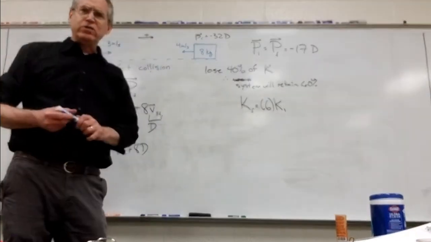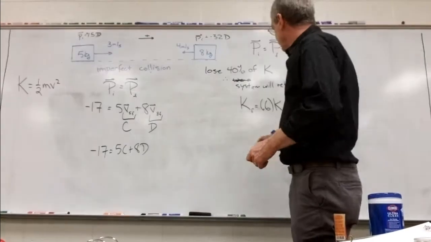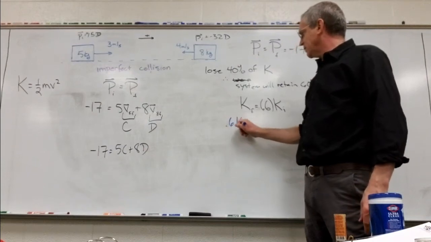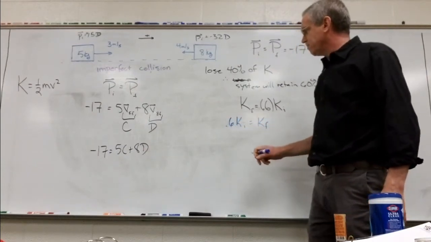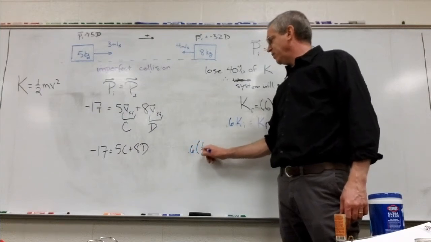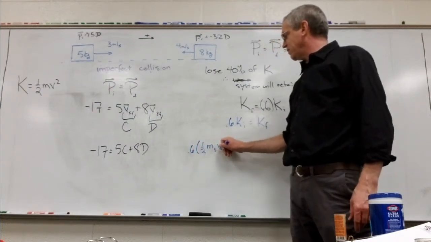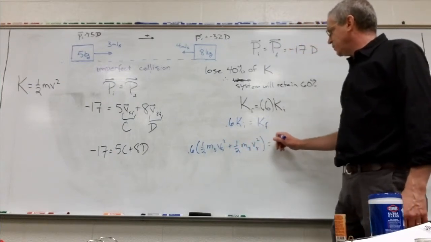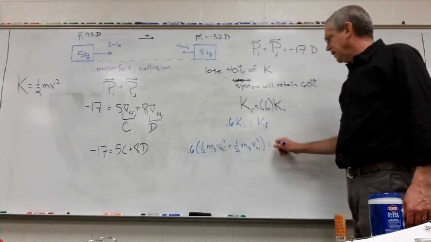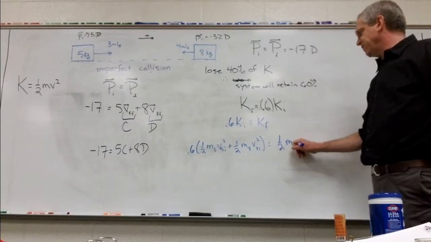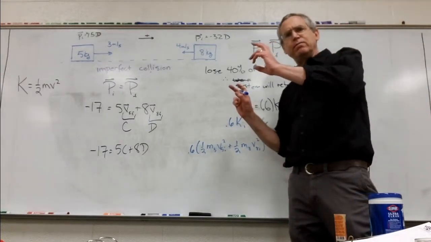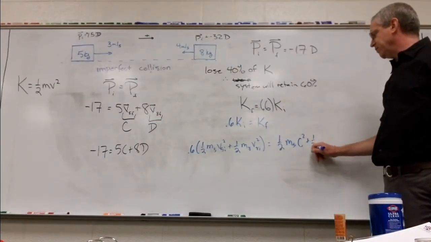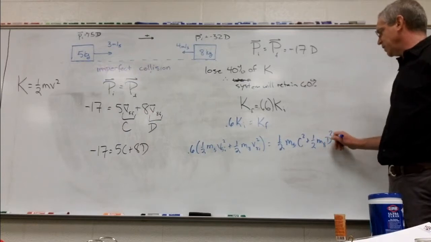So the kinetic energy equation, well, we know what kinetic energy is. So I'm going to flip sides on it. I'm going to put 0.6 times the initial kinetic energy is equal to the final kinetic energy. So that's 0.6 times 1/2 mass of the 5 times the speed of the 5 squared plus 1/2 mass of the 8 times the speed of the 8 squared is equal to 1/2 times mass of the 5 times the speed of the 5 afterwards, which we're establishing as c, squared, plus 1/2 mass of 8 times d squared.